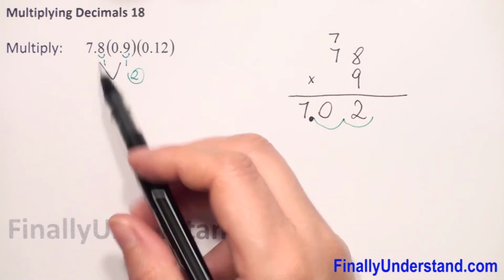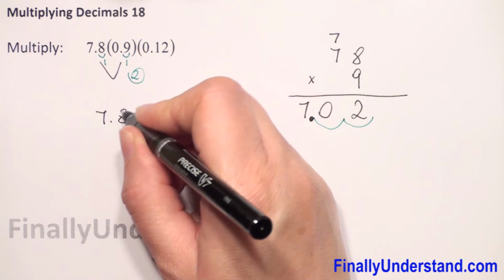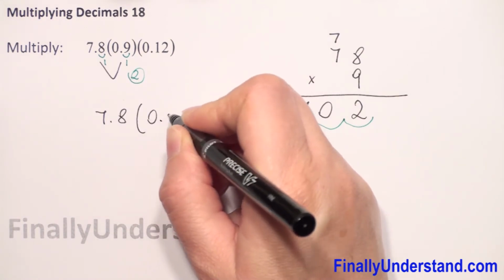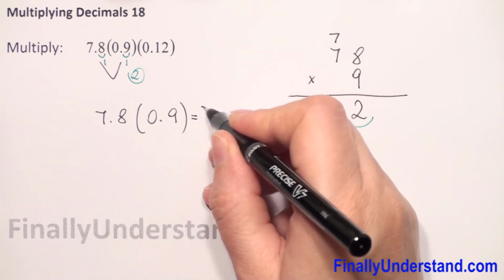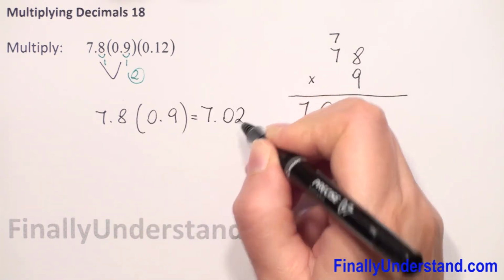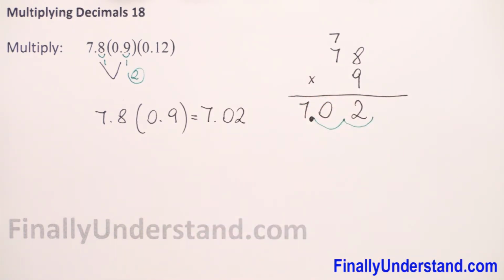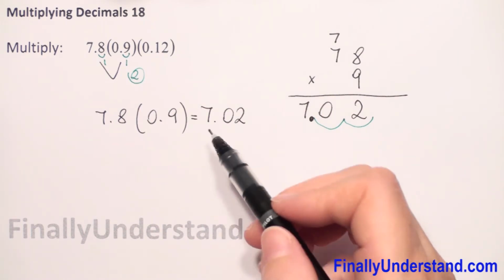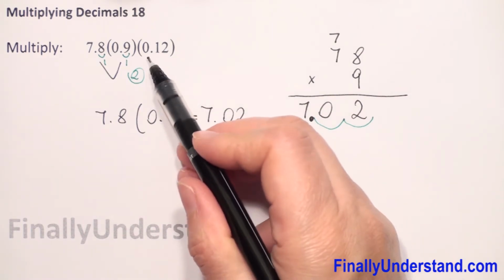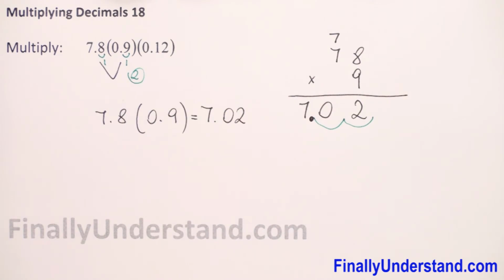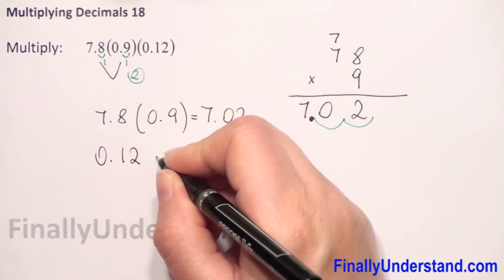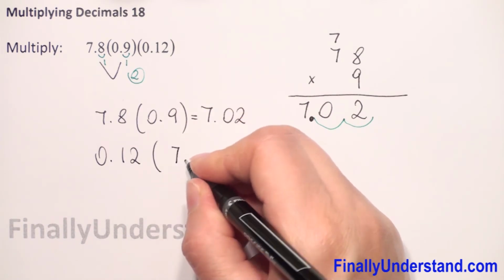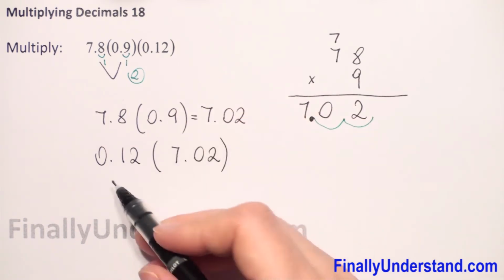So 7.8 times 0.9 is 7.02. And next we have to multiply this product by 0.12. So we have, let me write this, 0.12 times 7.02. Again, 2 decimal numbers.